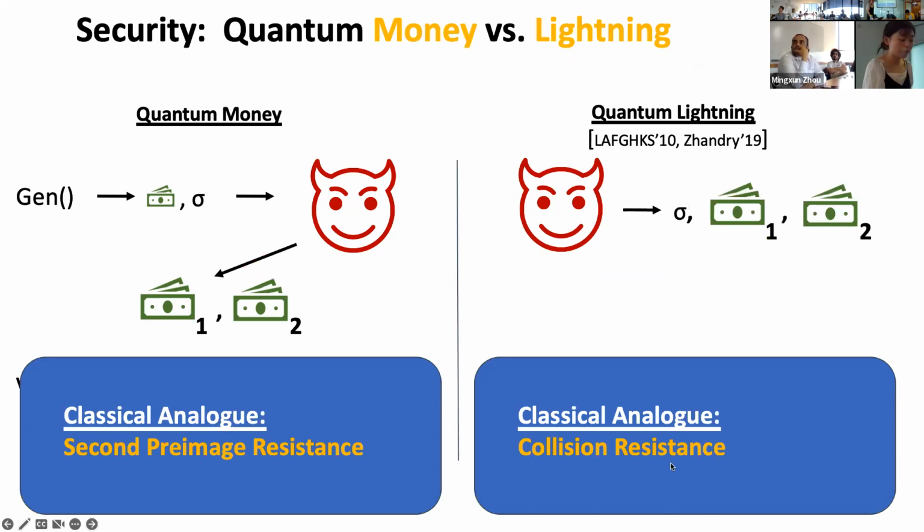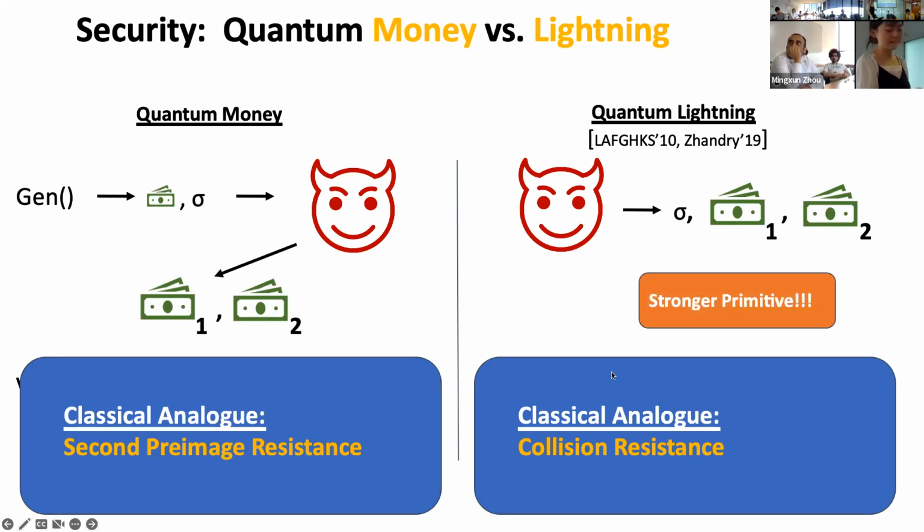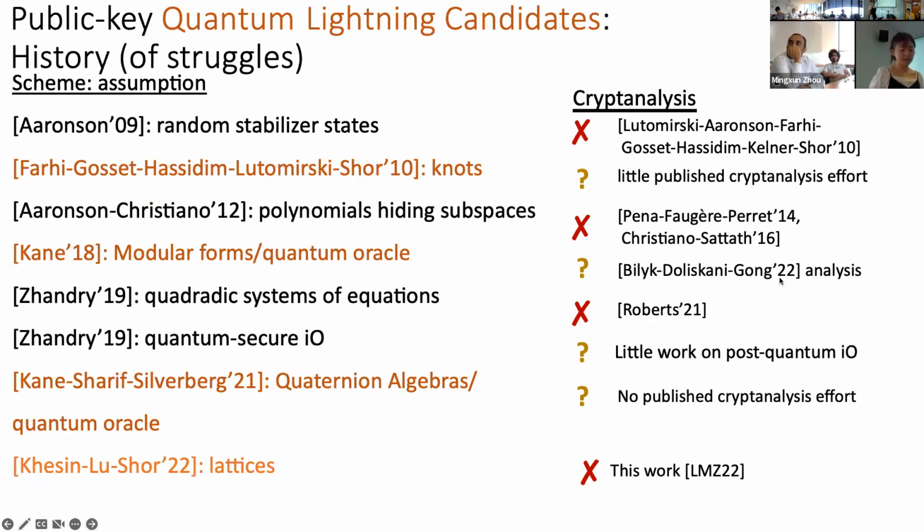And so, some not very accurate analog in the classical setting: the first setting is more like second preimage resistance. I give you a specific money state and a specific serial number, and you are trying to come up with another copy. And the second case is like collision resistance. You can just try to come up with any money state with the same serial number, but you should not be able to do so. And you can tell this is actually a stronger primitive. So that's why the struggle, the whole history, is even harder.